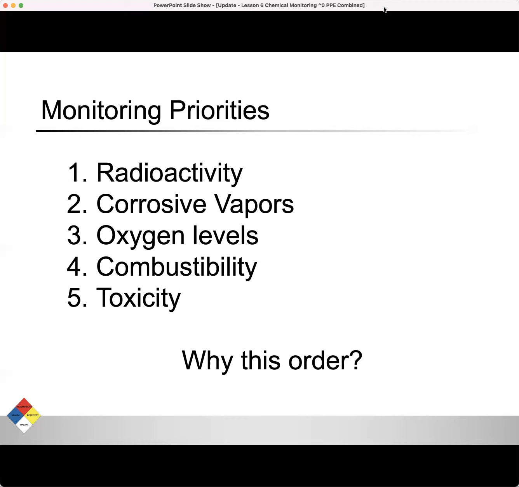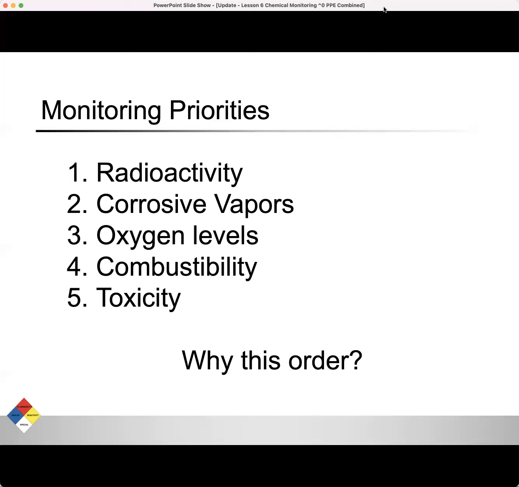Secondly, corrosive vapors. Corrosive vapors, we monitor for that next because we're going to be using equipment, and some of that equipment is very sensitive and relatively delicate, and it contains metal parts. Corrosive vapors negatively affect metal. If we take our several $100 4-gas monitor into a corrosive vapor atmosphere, we are increasing the likelihood that we're going to destroy that monitor. So not only is it going to cost us to replace, but now we don't have a way of monitoring for the gases that it was designed to monitor. So we're going to monitor for corrosive vapor second to protect our monitors for the most part.